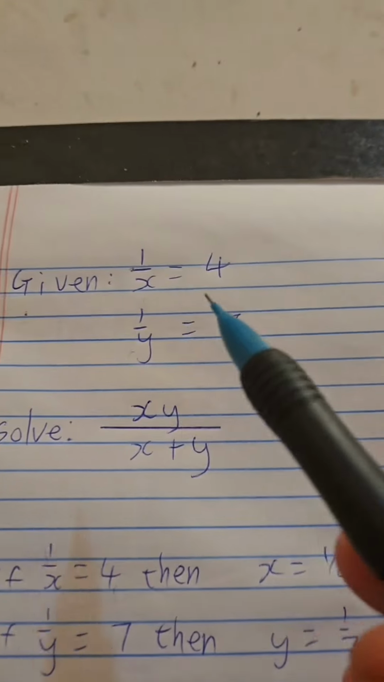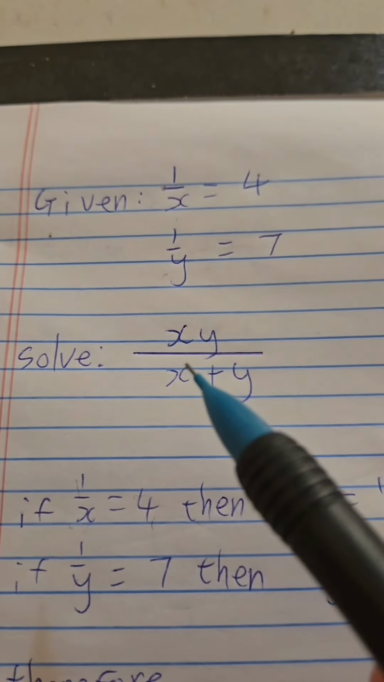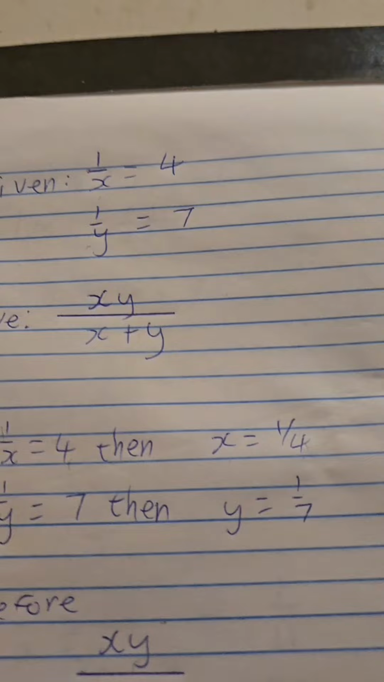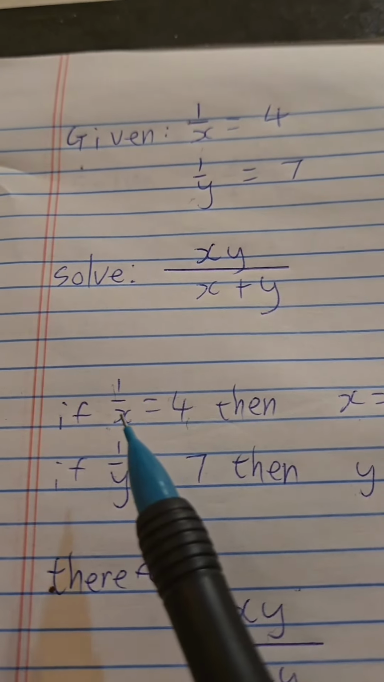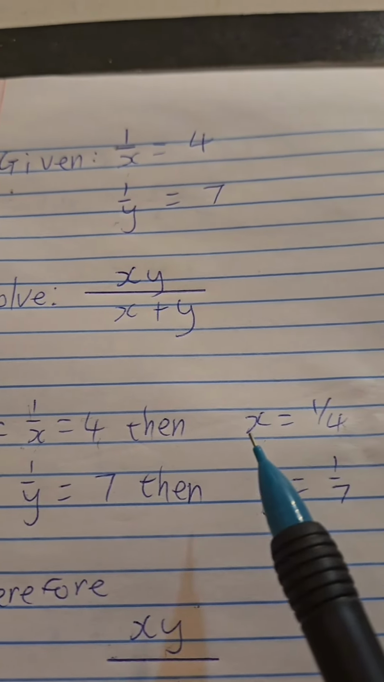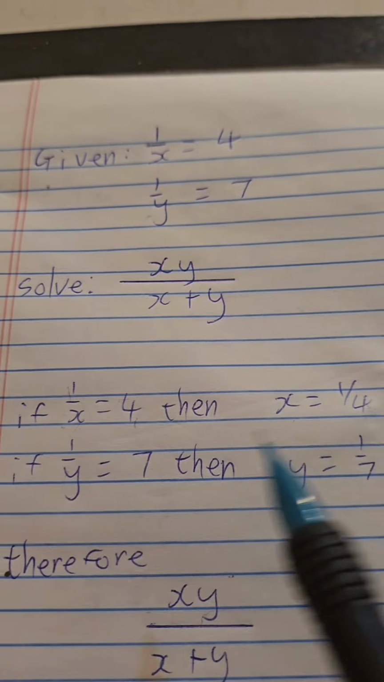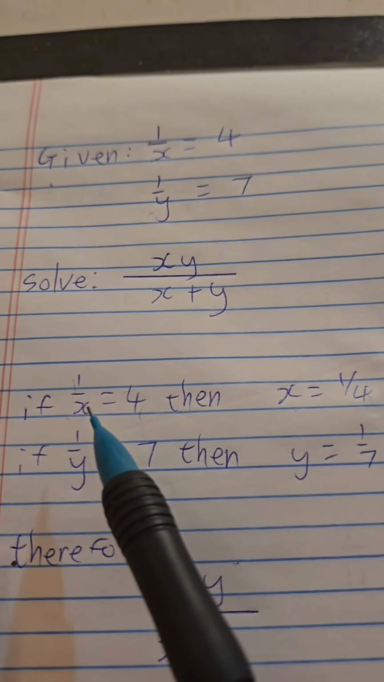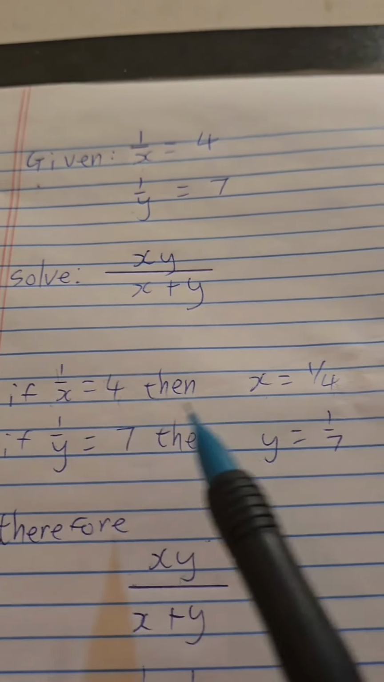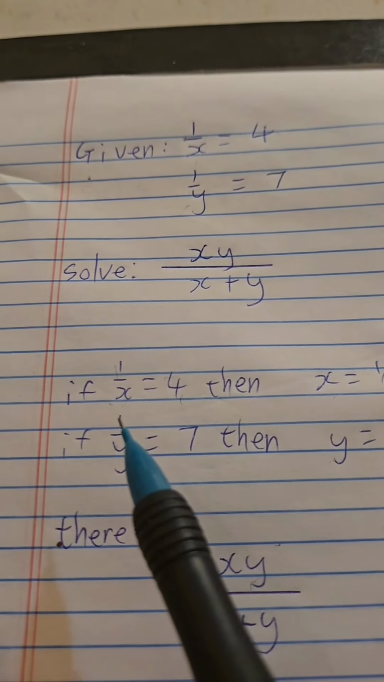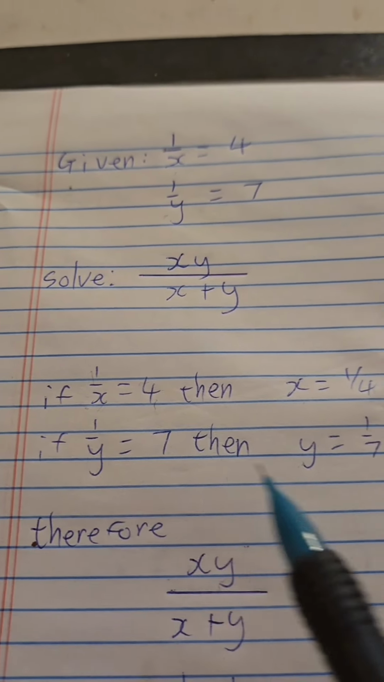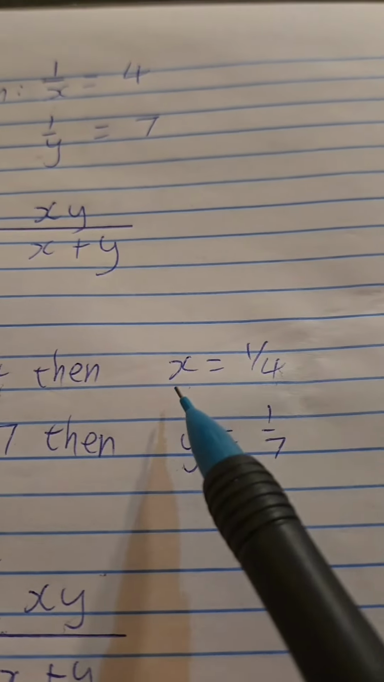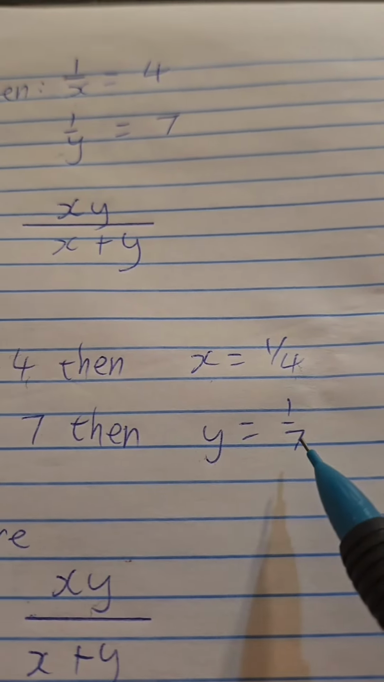Given that 1 over x equals 4, 1 over y equals 7, solve for xy divided by x plus y. Step 1, we just solve for x and y. If 1 over x equals 4, then x equals 1 over 4. Like I cross multiplied, or if 1 divided by x is 4, it means 1 divided by 4 is x. And if 1 divided by y is 7, then 1 divided by 7 is y. So x is 1 over 4, y is 1 over 7.